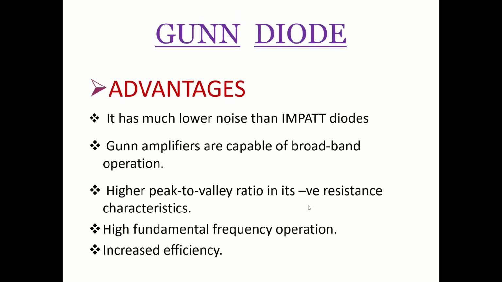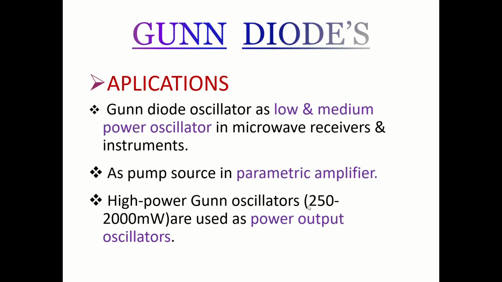So let us see the advantages of the Gunn diode. It has much lower noise as compared to IMPATT diodes. Gunn amplifiers are capable of broadband operation, so whenever there is a broadband requirement, Gunn amplifiers can handle the operation. It has a higher peak to valley ratio in its negative resistance characteristics, and it also has a high fundamental frequency of operation and increased efficiency.